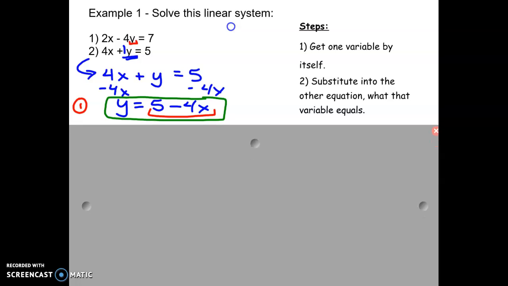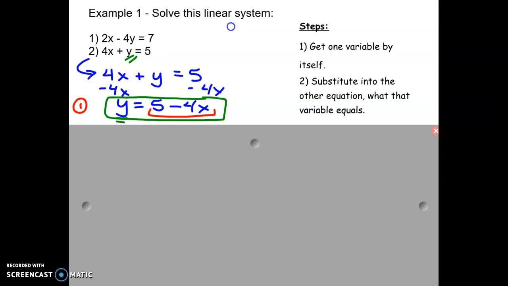Alright, so the first thing we have to do with step 1 is we're going to have to get one variable by itself. So I saw that in equation 2, this y was the easiest variable to get by itself because it only had a 1 in front of it. So since it only had a 1 in front of it, I could easily move the 4x to the other side, and then that y is all by itself.